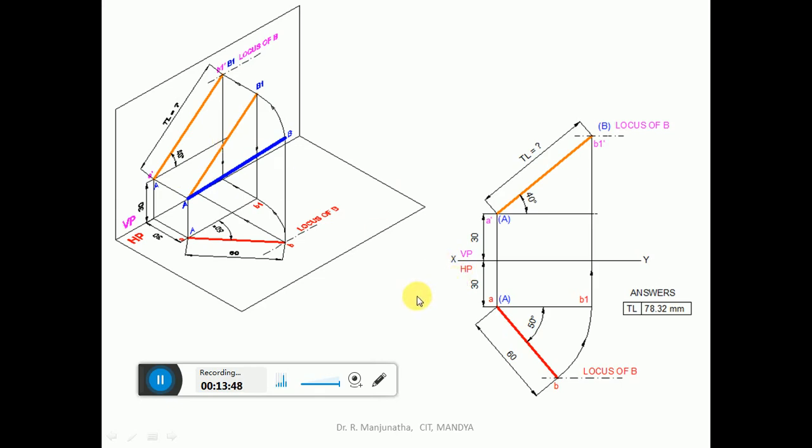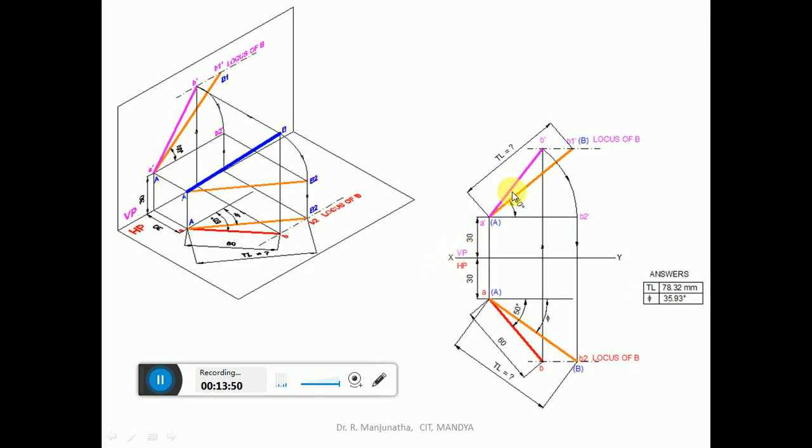In the second step, we have the locus of B in the front view. So draw a vertical projector from the top view so that it will get the locus of B in the front view, which is B dash. So that is what we have shown here. Mark this. Then with A dash as center, take the radius of A dash B dash and draw an arc, make it parallel to HP. So that is what we have shown.